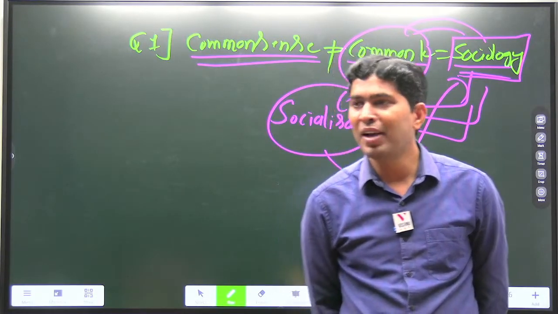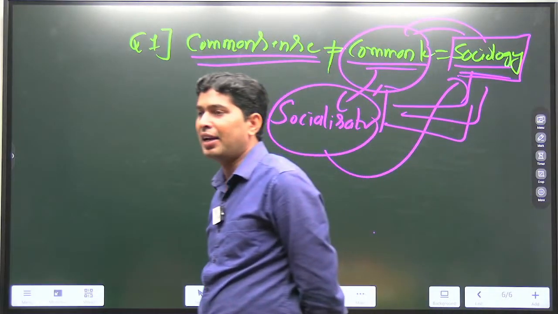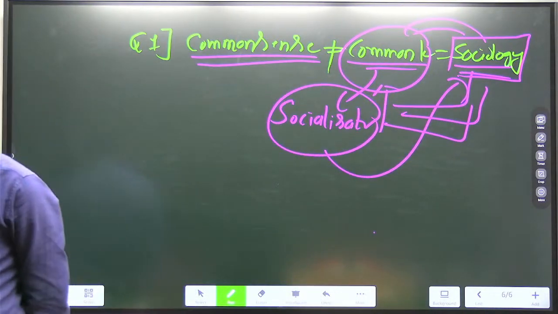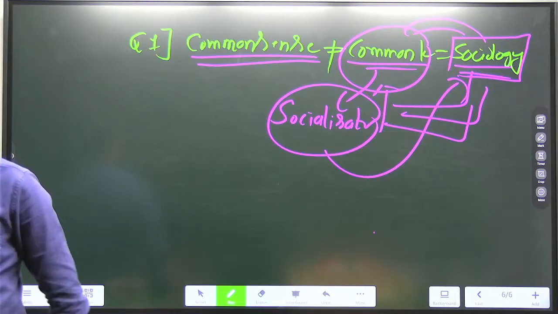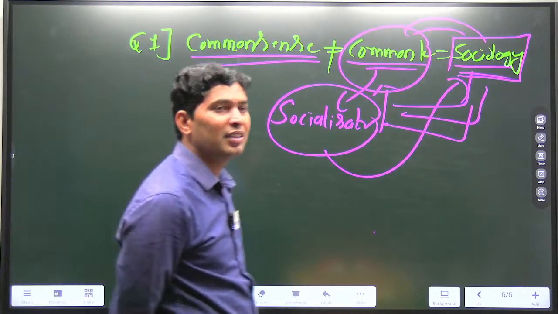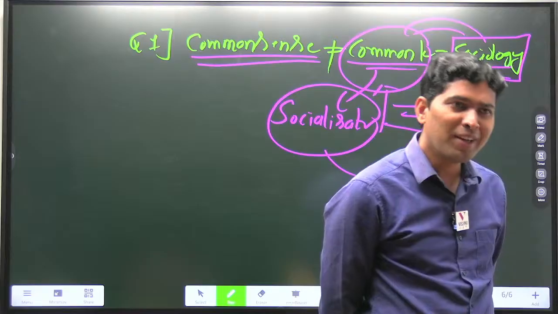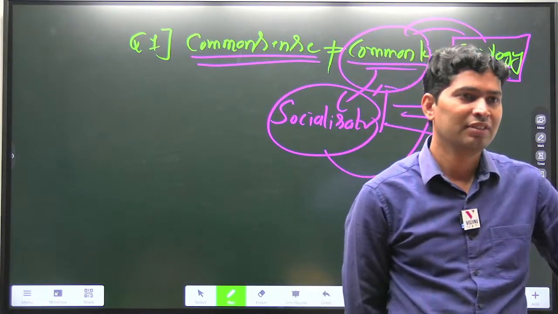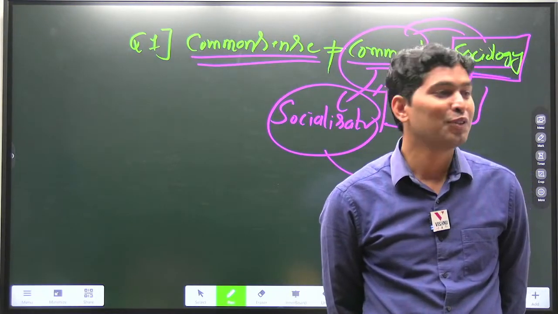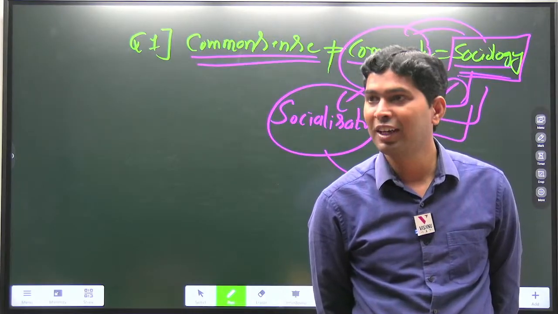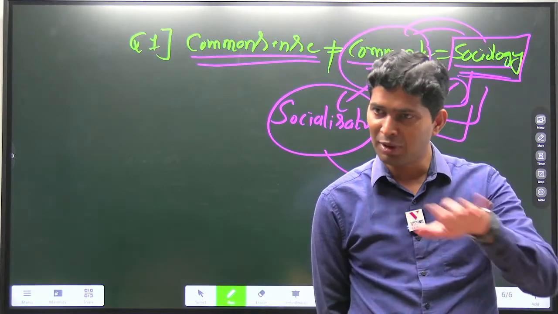Why was a marriage stopped in the middle of the ceremony? Because dowry was not given. Sociological perspective. Despite love marriages increasing in India, why are murders also increasing in love marriages? Sociological perspective. Common knowledge is what you look at as a common man.